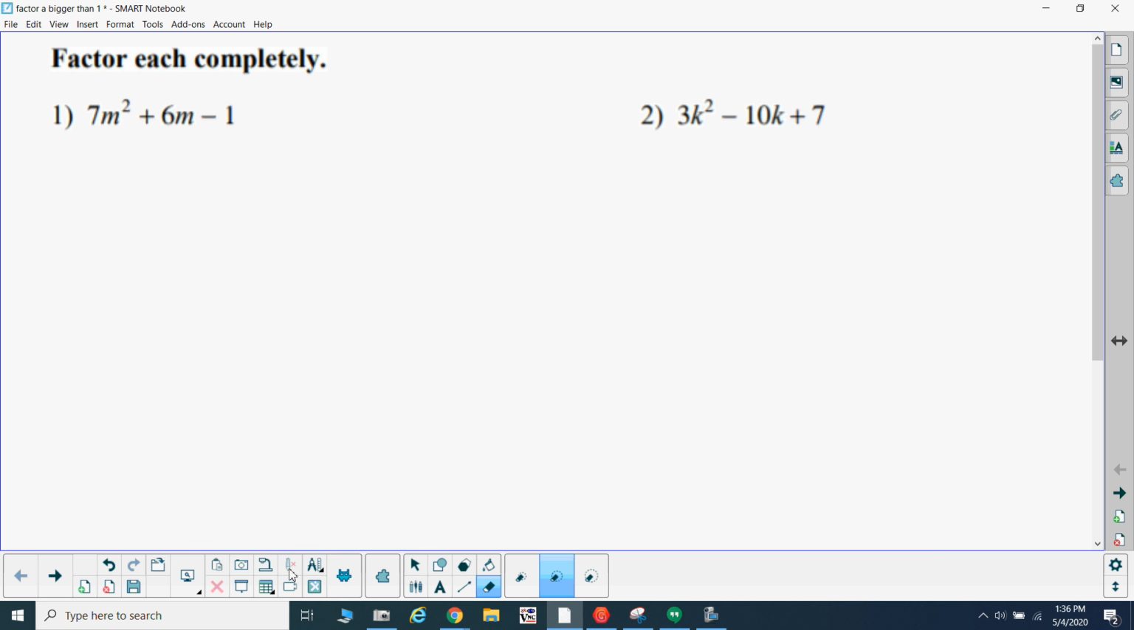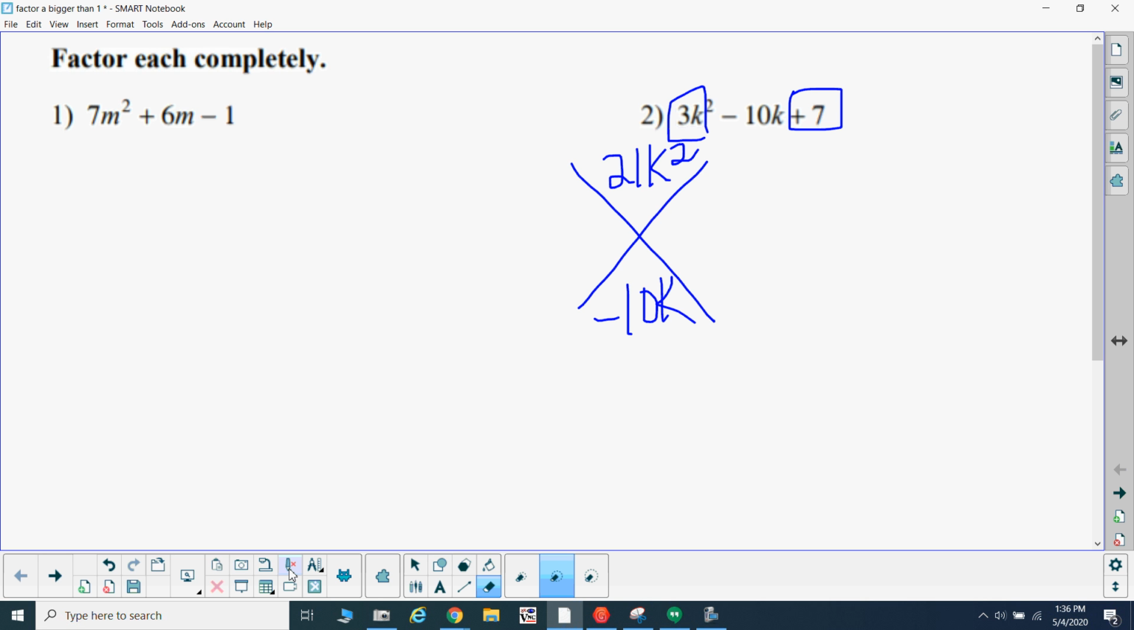If we're doing it by grouping, again, I would take this. Either way, we're going to take those two terms and multiply them together. We still use 21k squared in the top, because 7 times 3 is 21, and then negative 10k this way. Two things that multiply together to give me a positive 21k. Either both have to be positive or both have to be negative to multiply together and give me a positive number. If I want them to add up to give me a negative 10, they both have to be negative then. And it would be negative 7k and negative 3k.